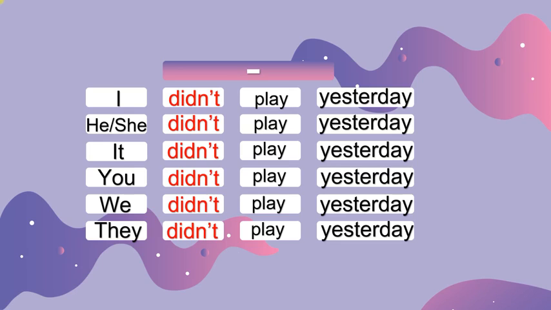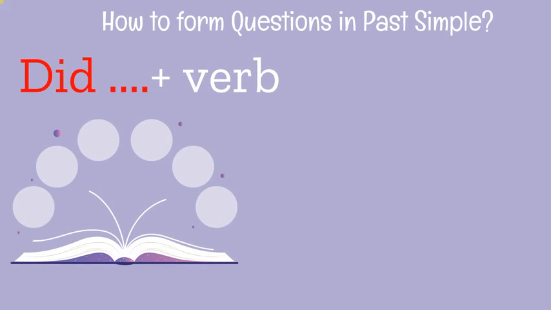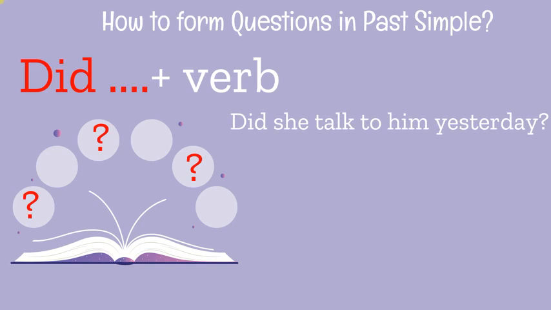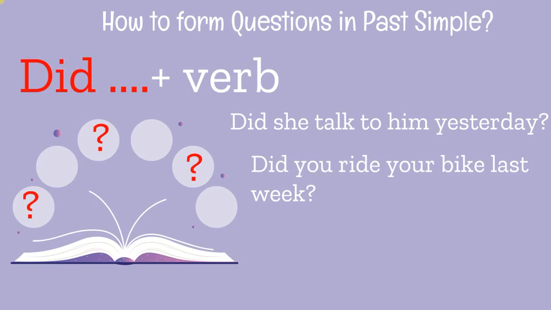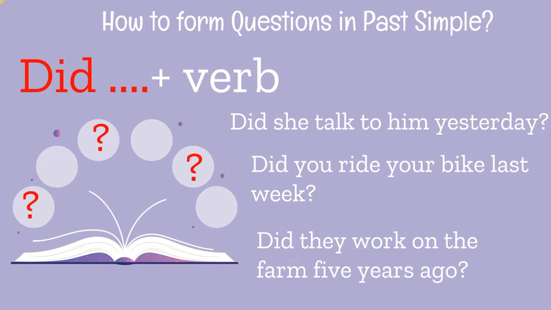They didn't play yesterday. Let's have a look at the past simple in questions. For all verbs, regular and irregular, we use did and the infinitive form of the verb. For example, did she talk to him yesterday? Did you ride your bike last week? Did they walk on the farm 5 years ago?